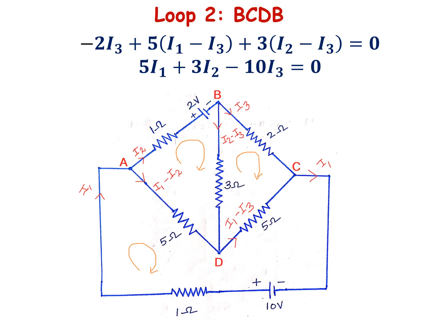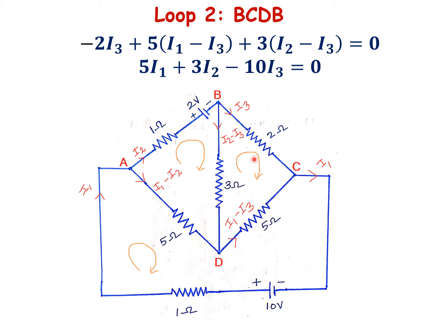At the loop 2. Loop 2 is B, C, D, B. Here I am going to write the voltage equation. First consider the 2 ohm resistor. Both the currents are in the same direction. Voltage drop, minus 2I3.